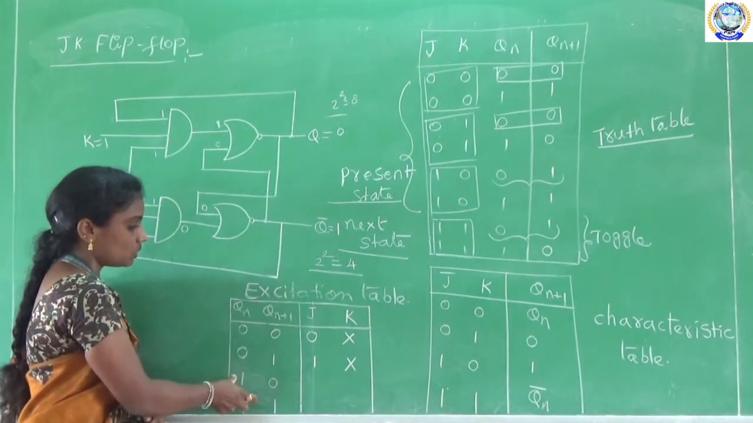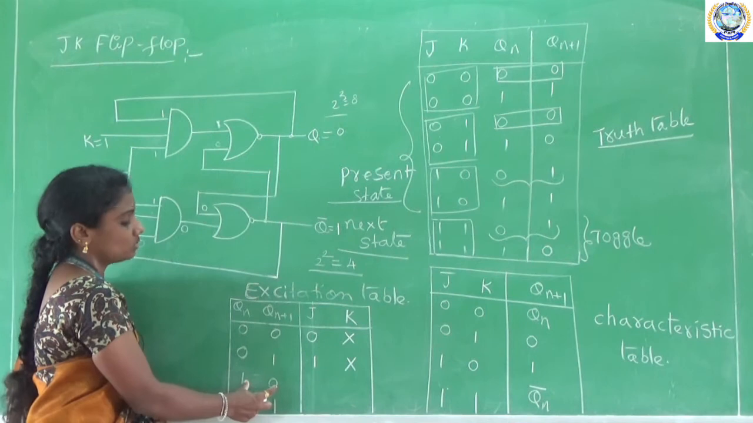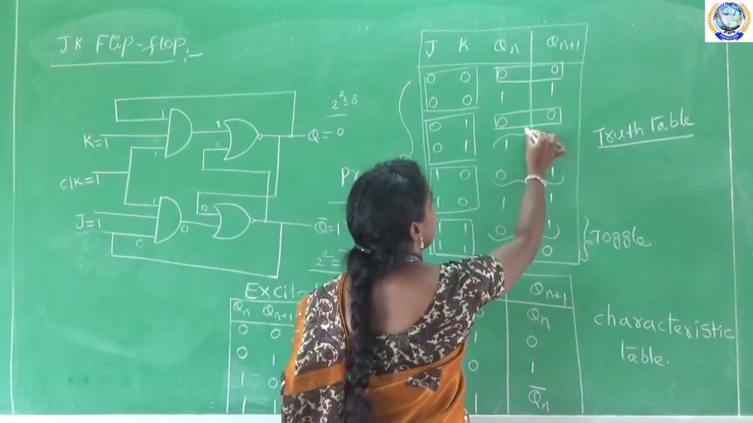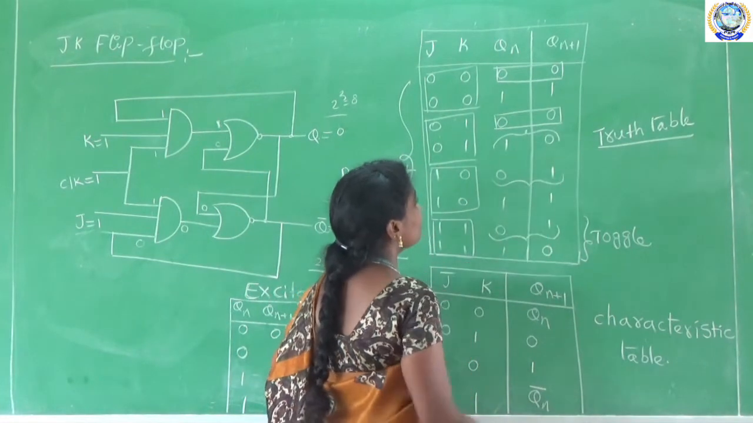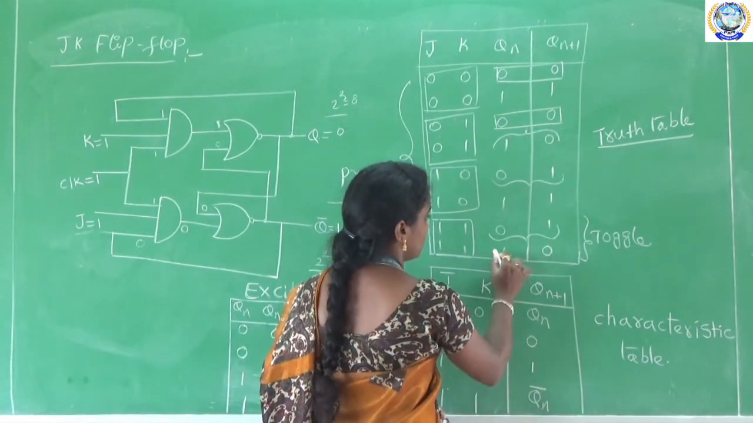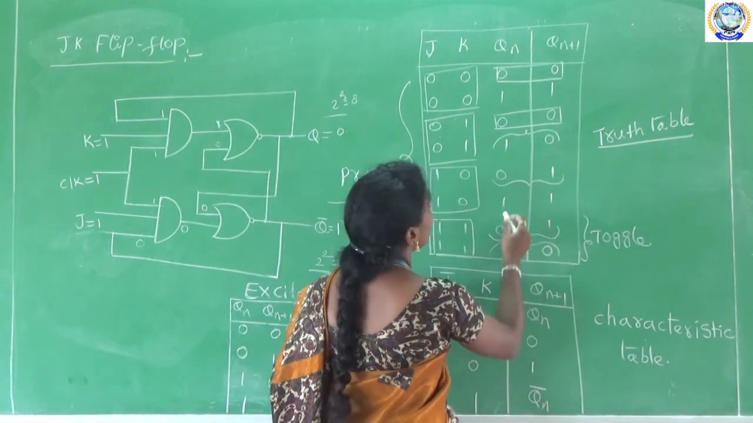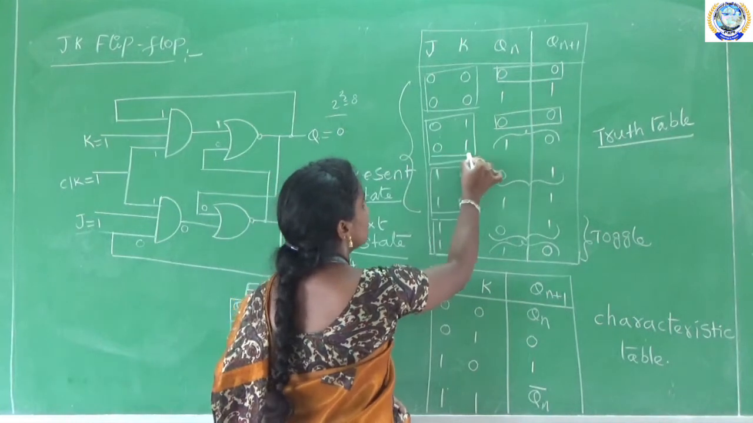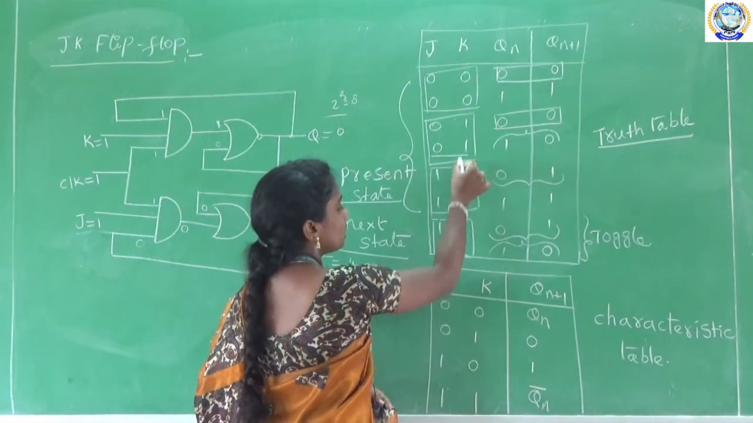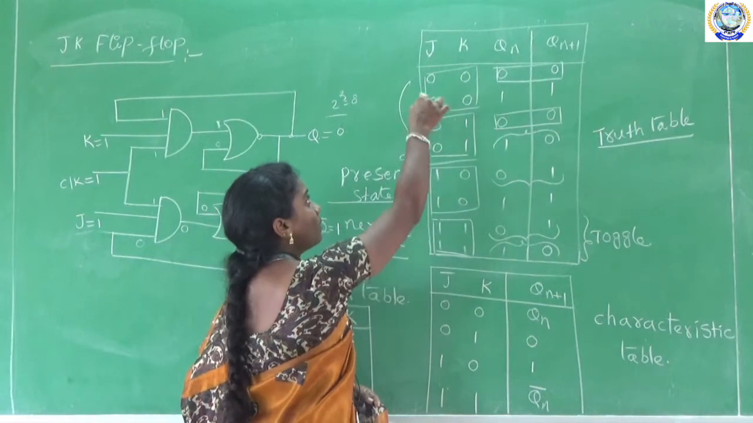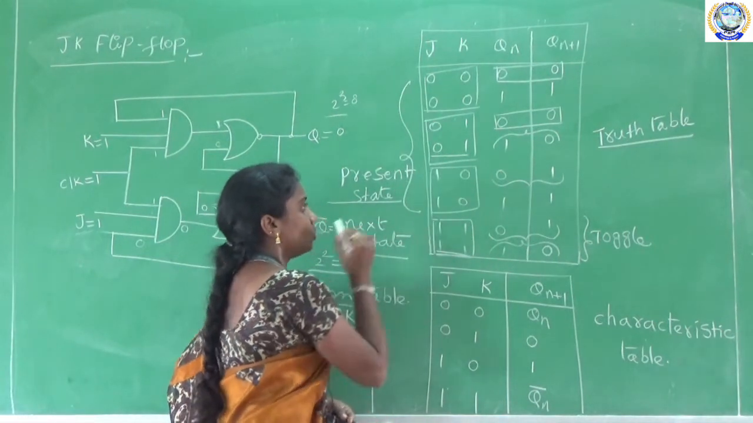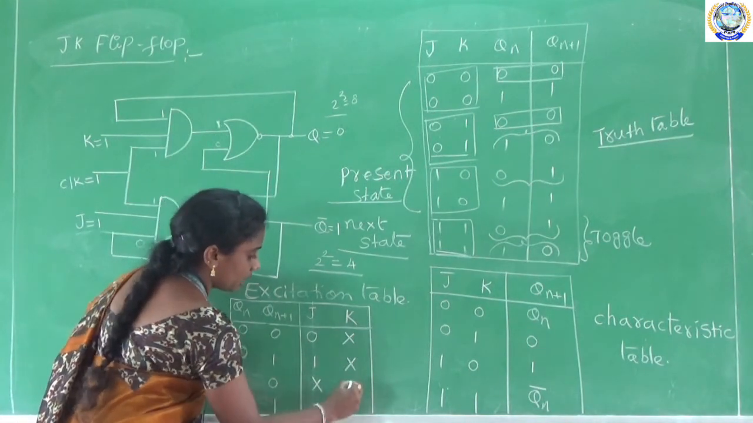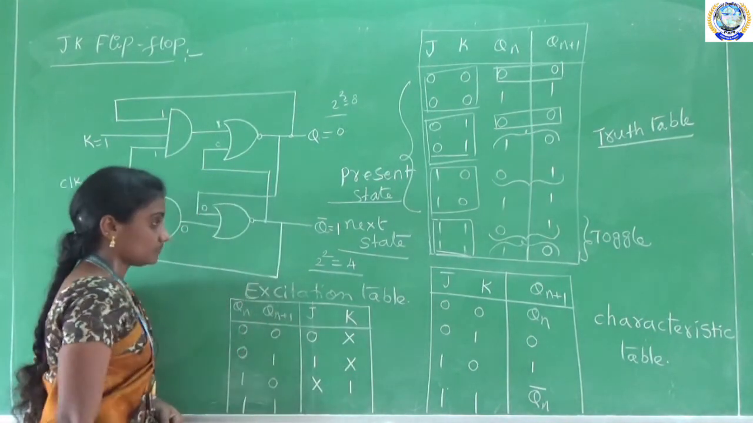Again here Qn equal to 1 and Qn plus 1 equal to 0. Now we need to check. Here Qn equal to 1, Qn plus 1 equal to 0, in both conditions K equal to 1 and the value of J is changing from 0 to 1. So J is either 0 or 1, K is constant, that is 1.